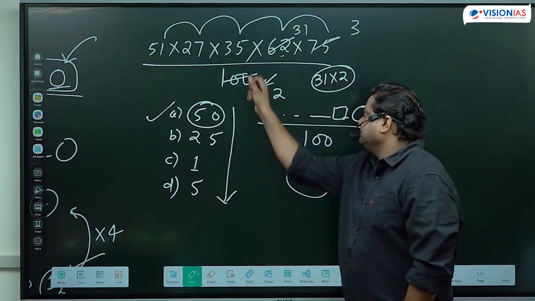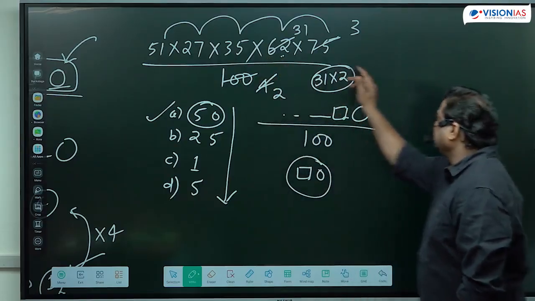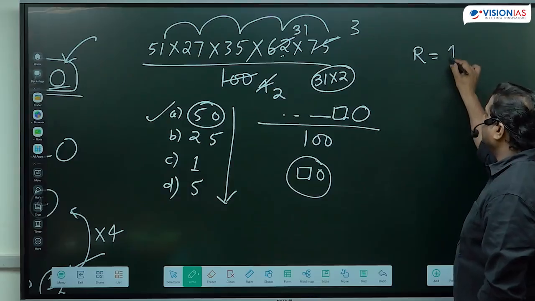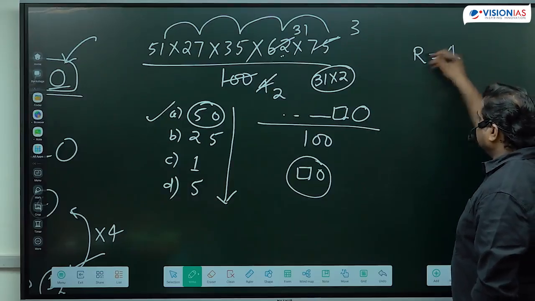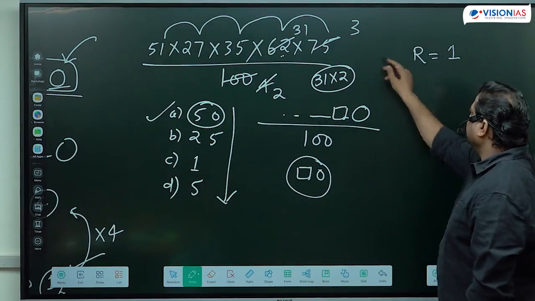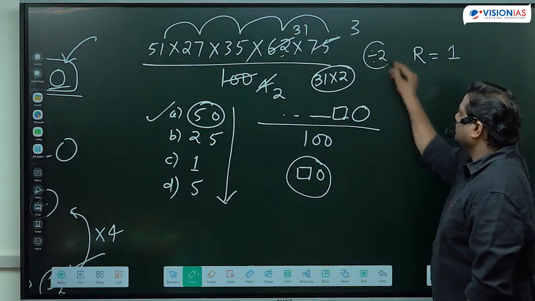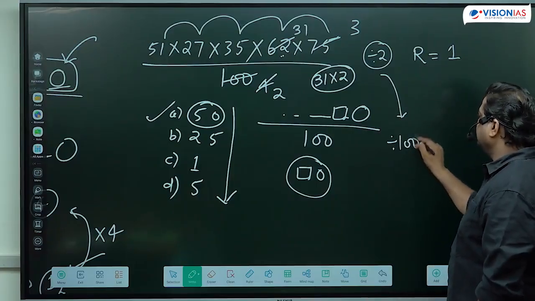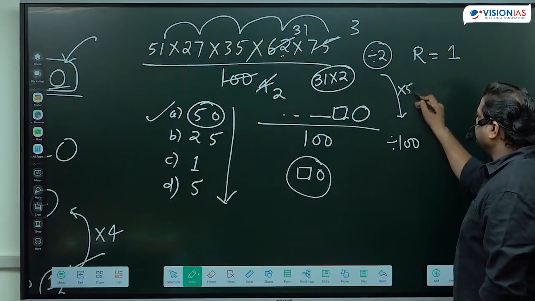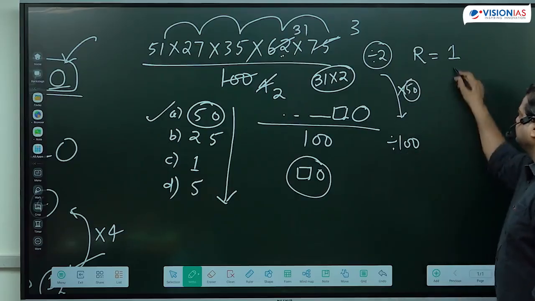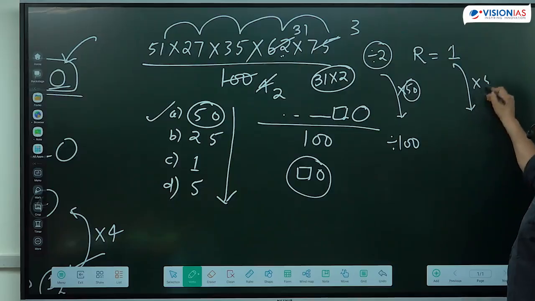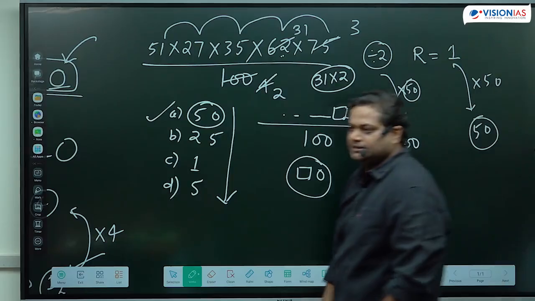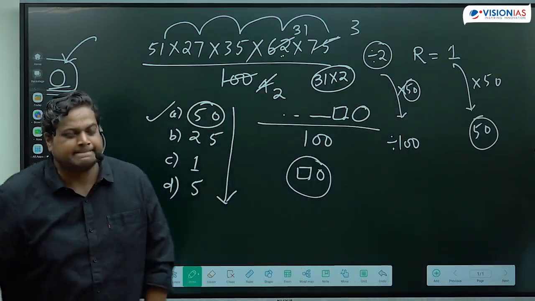If we cannot simplify further, what remainder are we going to get if we divide by 2? 1. We are getting remainder 1 when we divide by 2. But we need to divide by 100. What will we multiply by so that we can get 100? Here also we need to multiply by 50. The remainder will be 50.